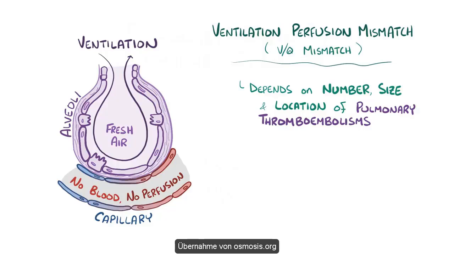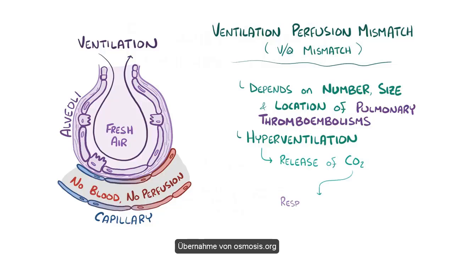A physiologic response to all this is hyperventilation. When that happens, the body starts to rapidly release carbon dioxide, and that causes a respiratory alkalosis, which is a shift in the blood acid-base equilibrium, resulting in an elevated blood pH.